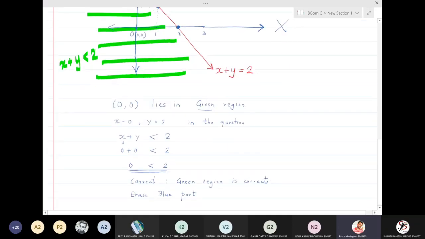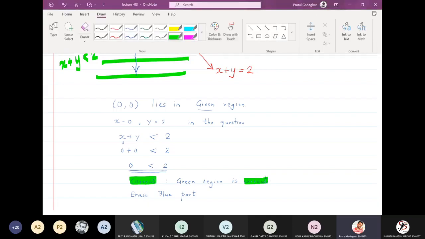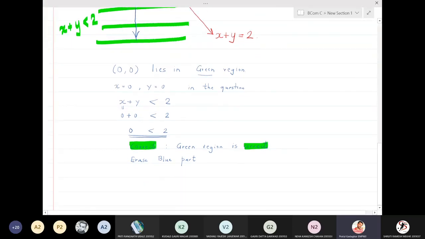Suppose instead of getting it correct, if you get it wrong, suppose something went wrong here, then in that case the green region would not have been correct. And in that case, the green region is wrong, and then I will erase the green part and the answer will be the blue part. Let me take a question of that type, so it will be more clear to all of you.